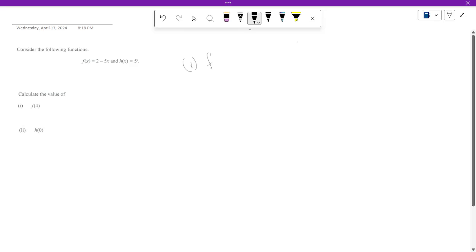So here we'd have f of 4. All this means is wherever we see x for the function f, we're going to put 4. So we're going to have 2 minus 5 in bracket 4. So 2 minus 5 times 4 is 20. So here we're going to have negative 18.